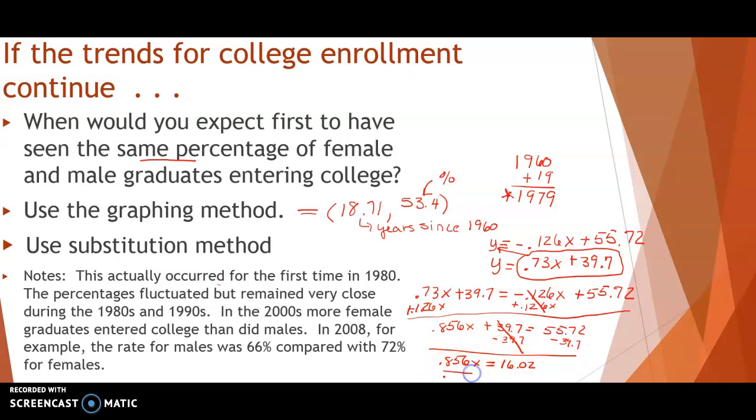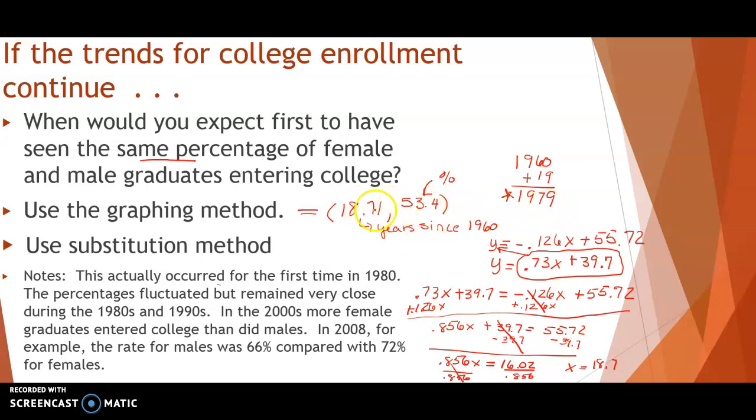And so finally, I divide to get x by itself. These guys cancel, and I have x equals 18.7, and there is more decimal to that. We've seen that 18.7 before because we had it up here. That 18.7 is the x value, which we had originally defined as years since 1960. So if we round to a whole year, that's approximately 19 years and gives us that same 1979 that we found before. So two different methods that give us the exact same answer.